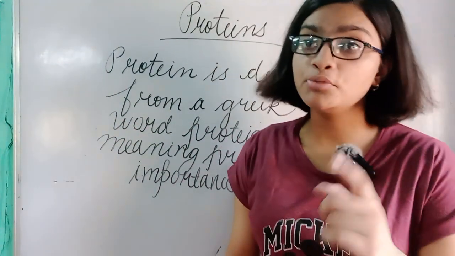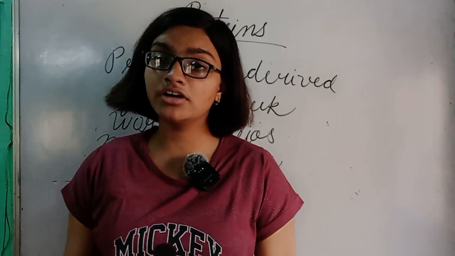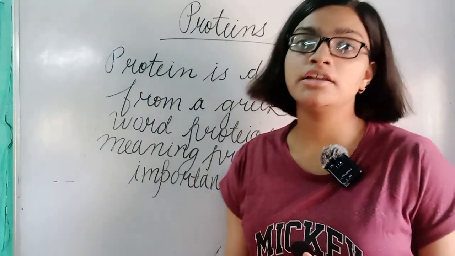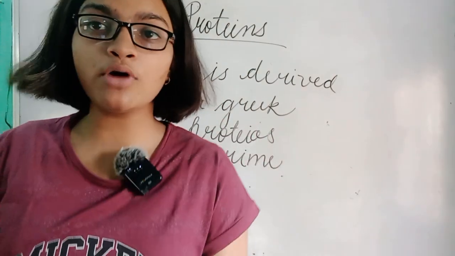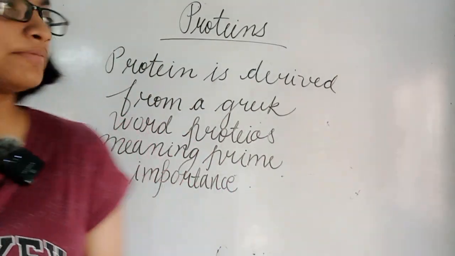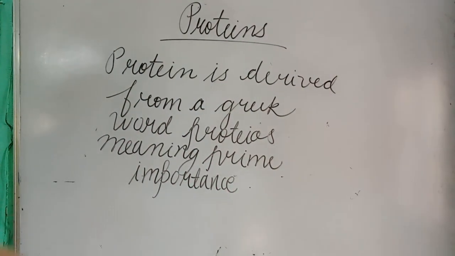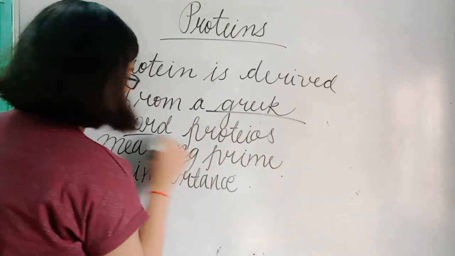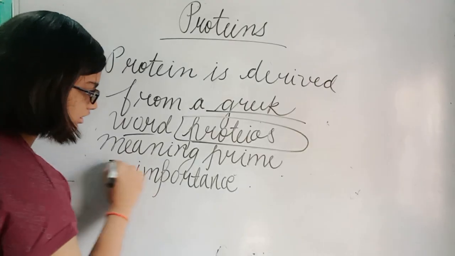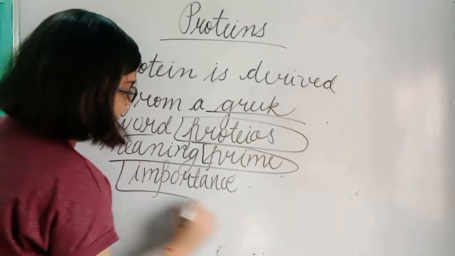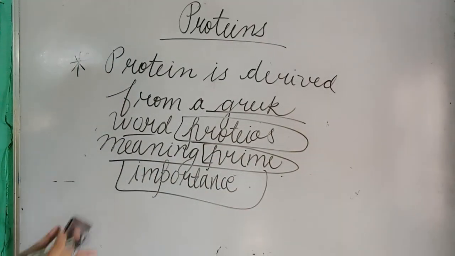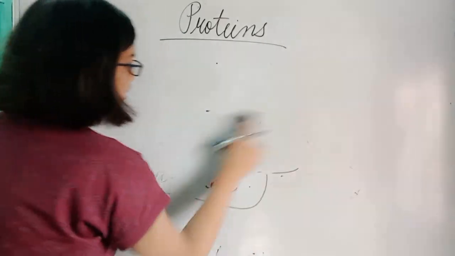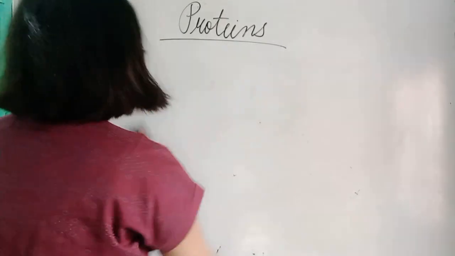So, the word protein is derived from a Greek word proteus, which means prime importance. Now, protein is an alpha polymer of amino acids. Let us now see another point about proteins. Protein is a polymer of alpha amino acid.